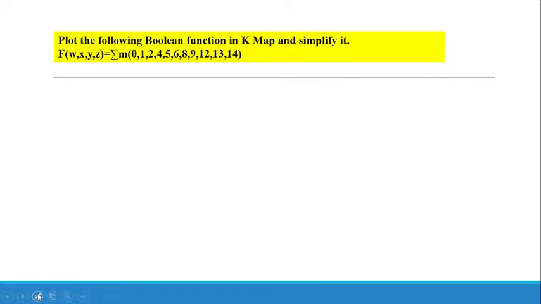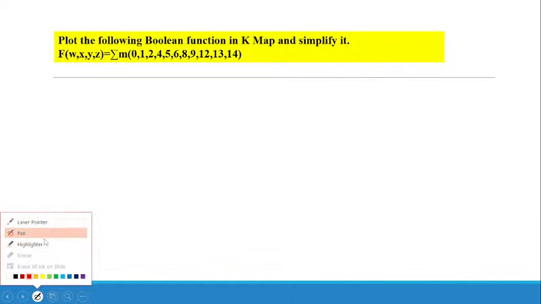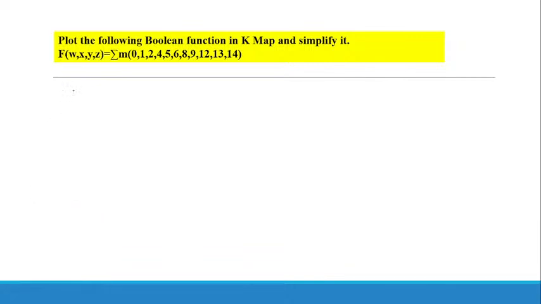If any function is given with specific variables, then you have to go with those variables. You can't make use of your own variables. W, X, Y, Z. That is the first criterion you should remember. If it's a minterm and they are asking you to simplify using KMap, then what are the things you have to remember if I want to start simplifying using KMap?